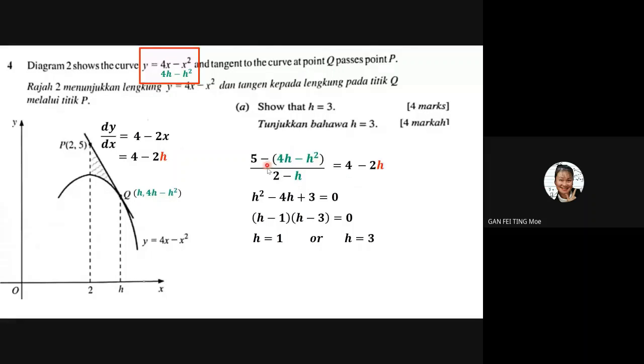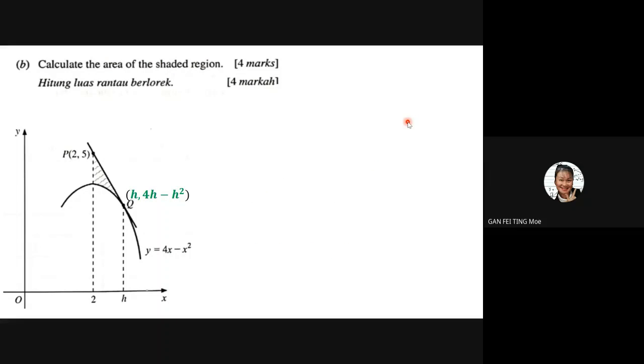Because you equate. This is the gradient of PQ that you form, and you equate it with the gradient function at point Q. Then you factorize. This is the 3rd mark. When you get the final answer, you have 2, then you underline this. You have already shown the proof. Okay, these are the 4 marks. Simple, but if you fail to start with this, you fail to do this, 4 marks are lost. Okay, let's go to B.